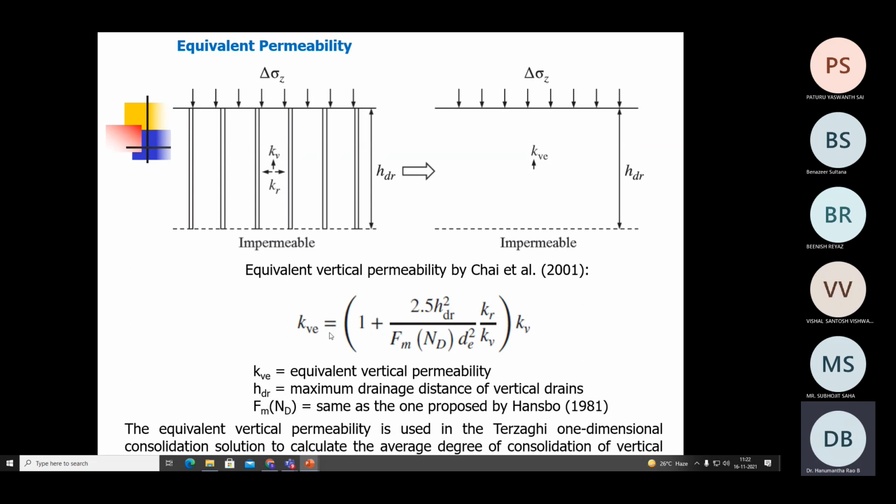So that equivalent permeability will be determined using this formula. You don't need to remember all these equations, but this is one concept which was proposed by Chai et al. For a few projects, this kind of concept is really useful.